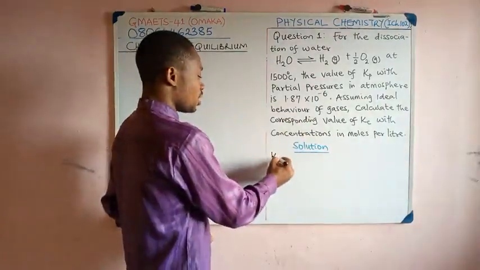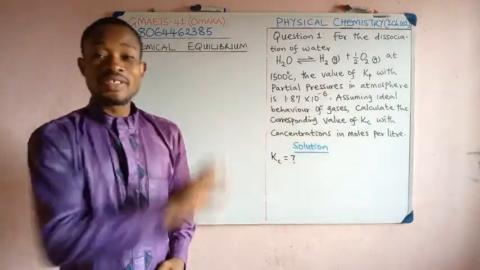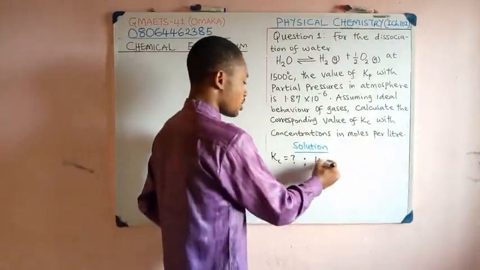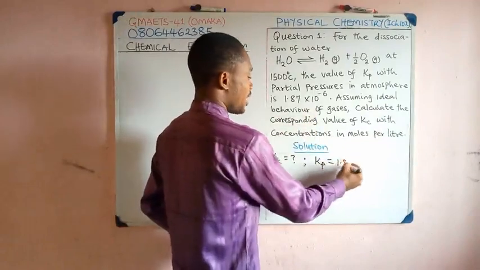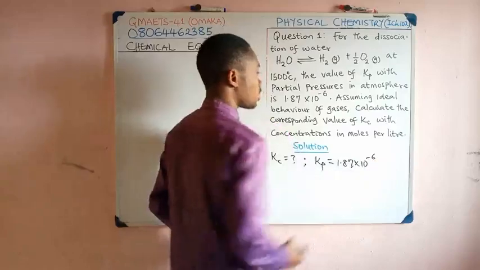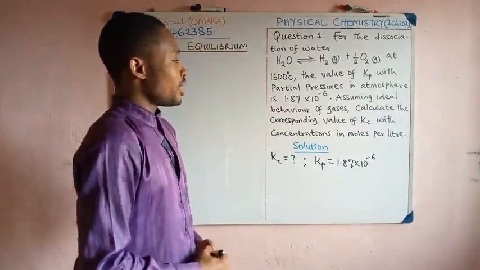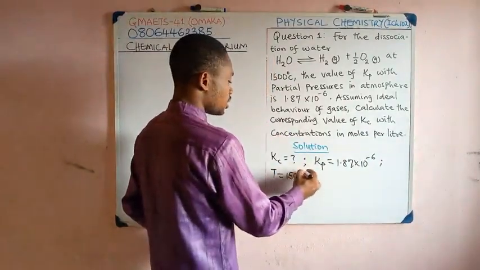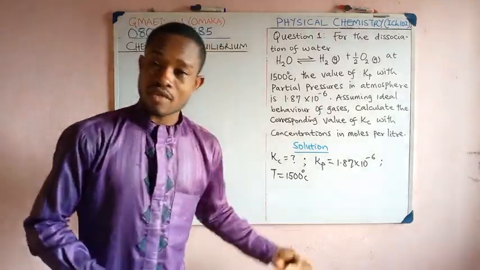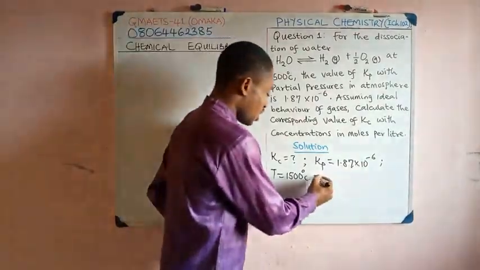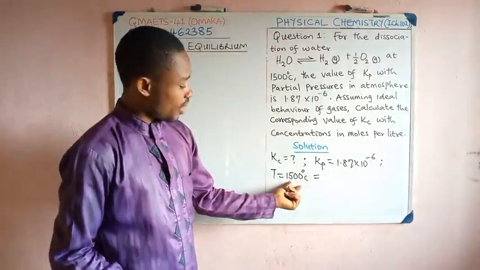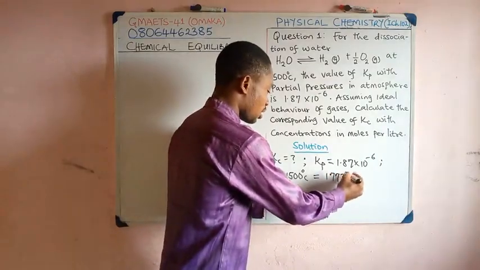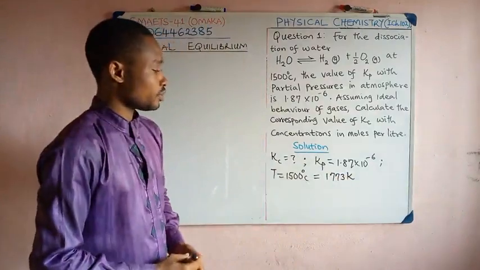For this problem, we have to calculate Kc. We don't know it. So we want to define our parameters, the data we know from the question. Now the Kp value was given to us, so Kp was given to be 1.87 times 10 raised to the power minus 6. And now we were given the operating temperature, so T is equal to 1500 degrees centigrade, which has to be converted to what? Kelvin. To convert to Kelvin, we're going to add 273 to 1500. For that, we're going to get 1773 Kelvin. So this is the operating temperature.